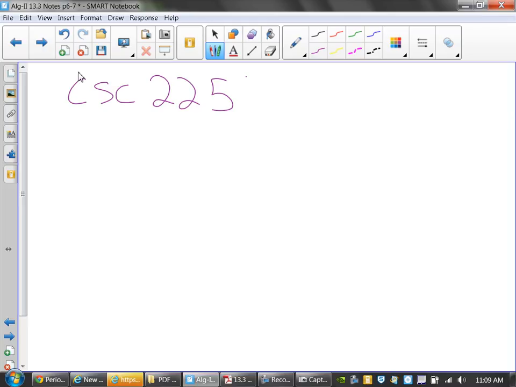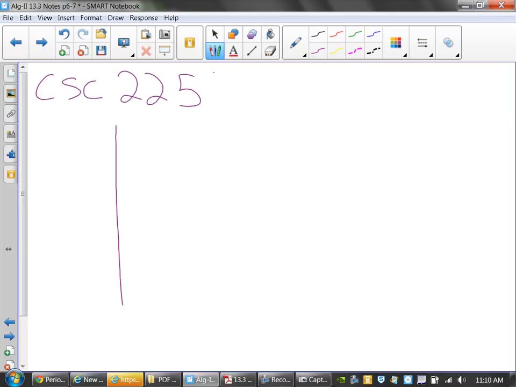Cosecant 225. Cosecant is the inverse of what? Sine. Cosecant is the inverse of sine. So what's going to happen here is, first of all, again, draw it out. What quadrant do we wind up in? Third. We're in the third quadrant. What's its reference angle?